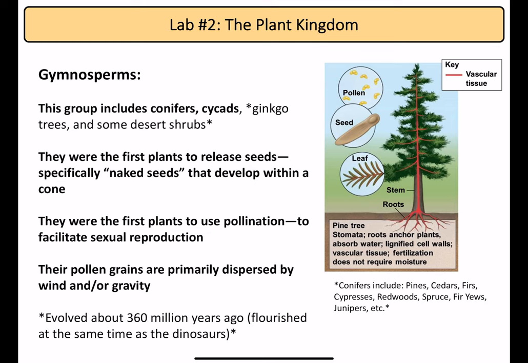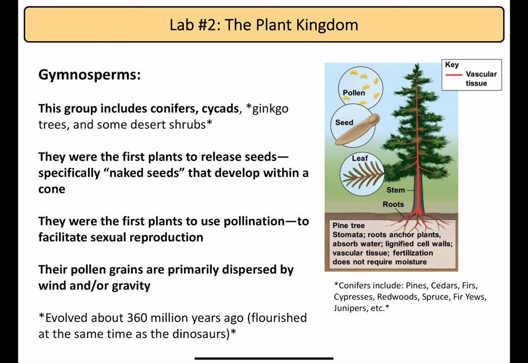So not only do they reproduce using cones, it's also the first group of plants to utilize seeds and pollen as well. So they were the first group of plants to use pollination to help better facilitate and help their chances of sexual reproduction.